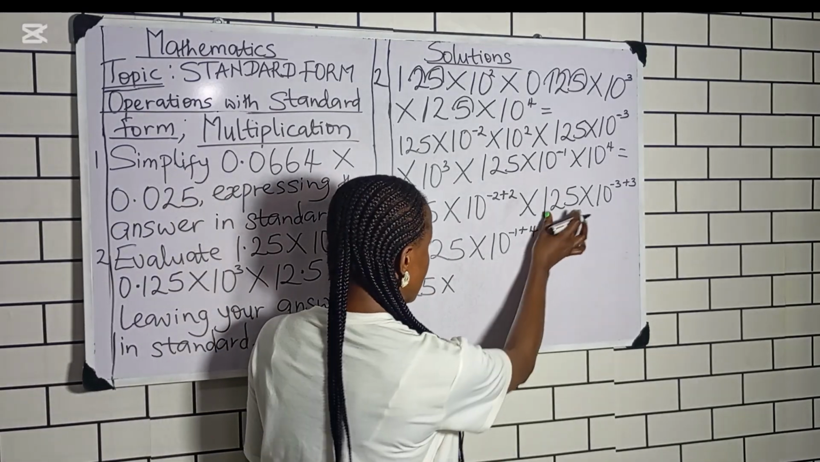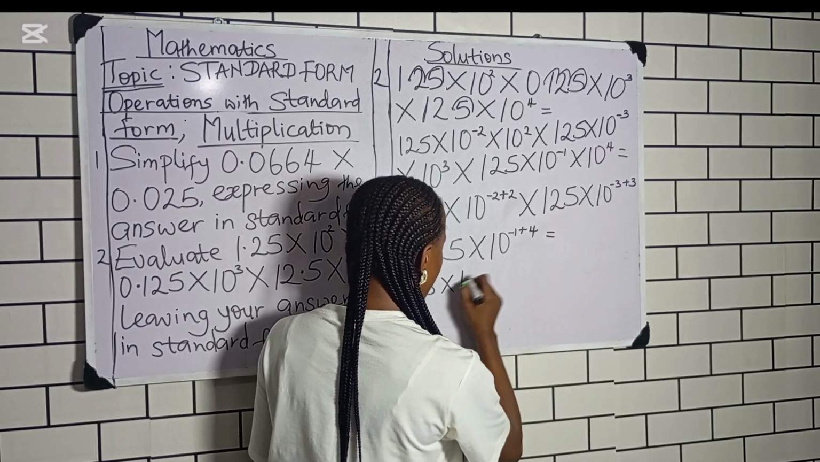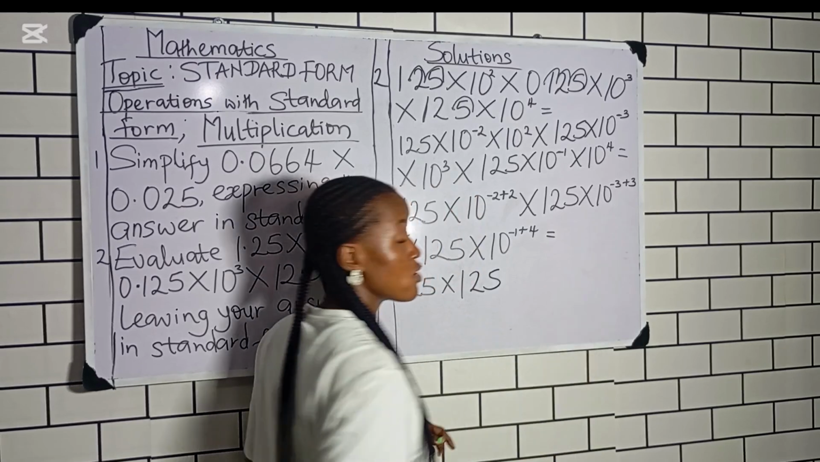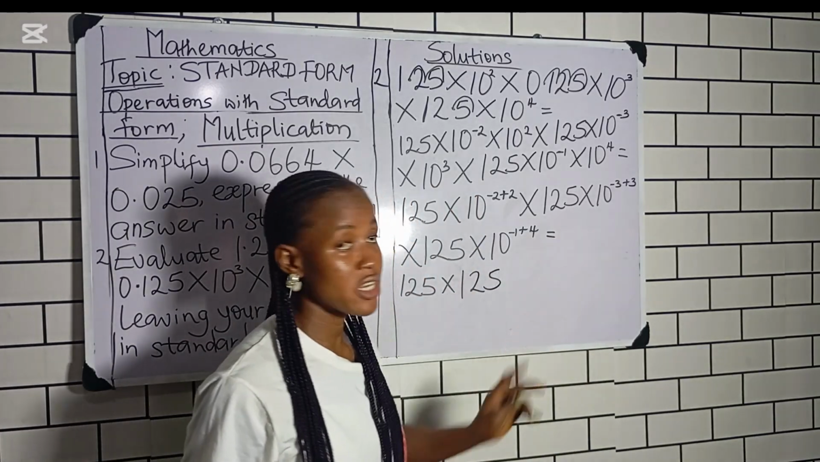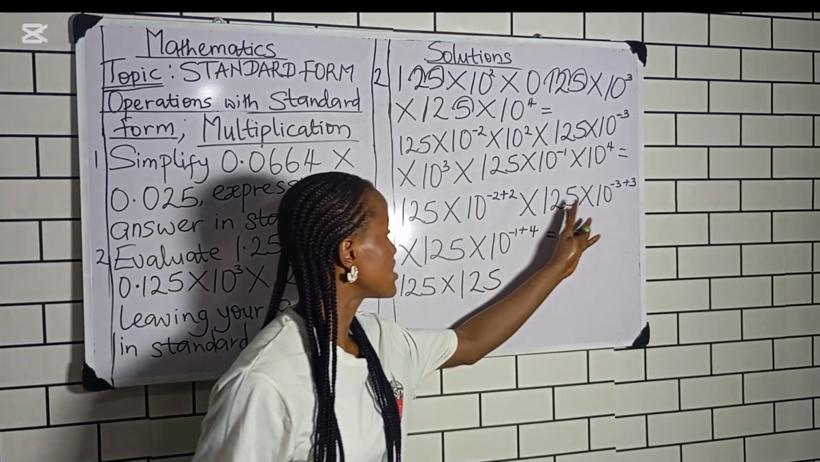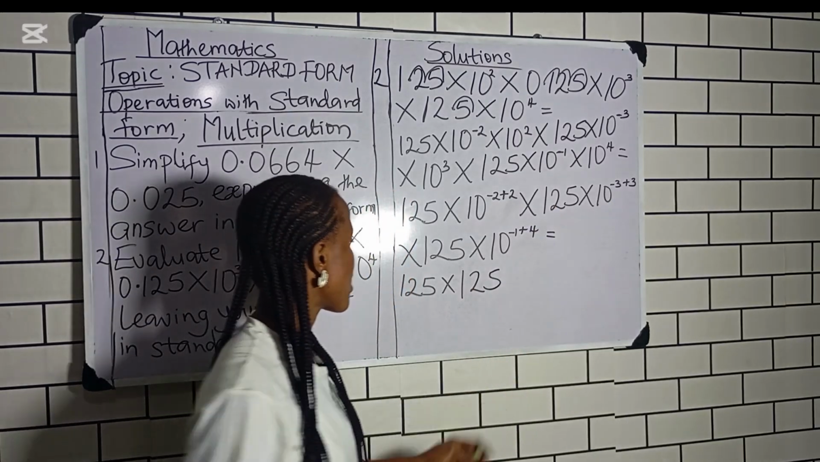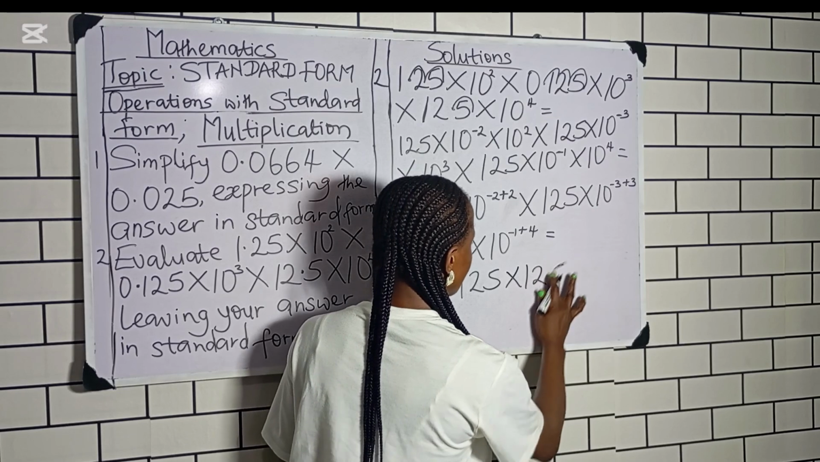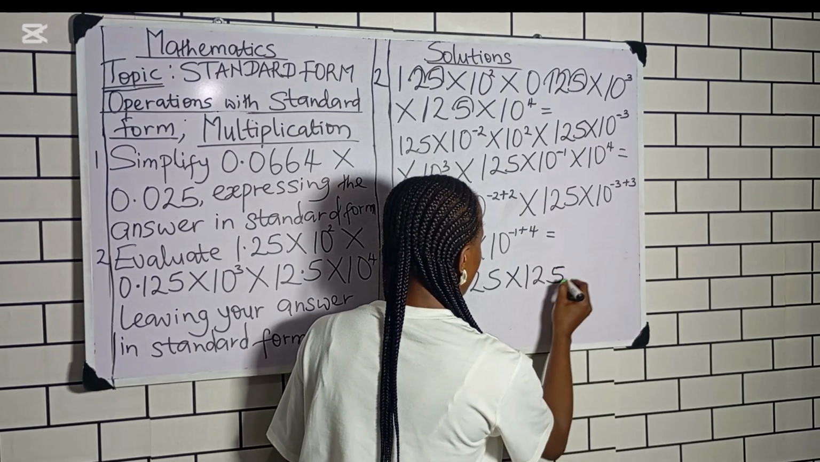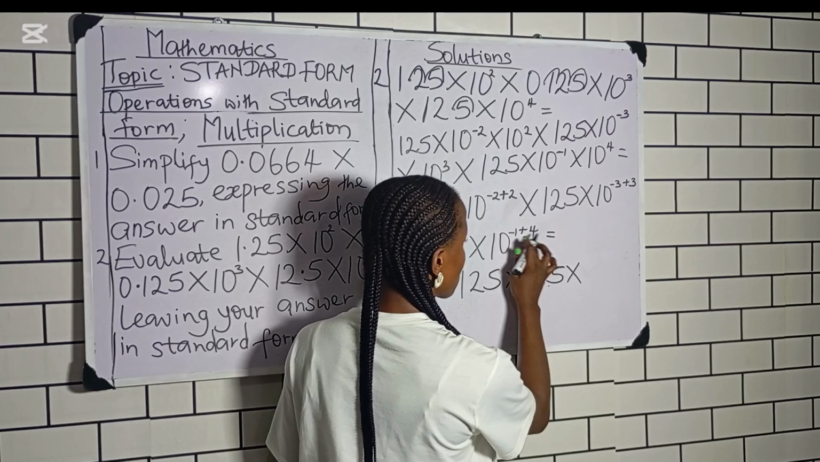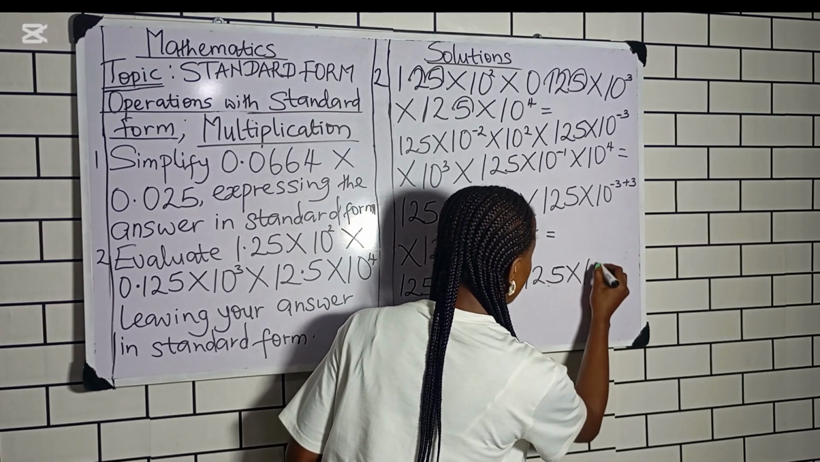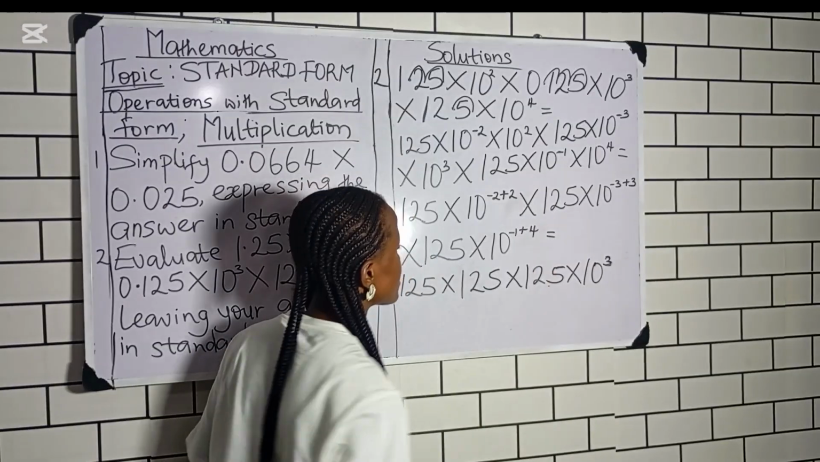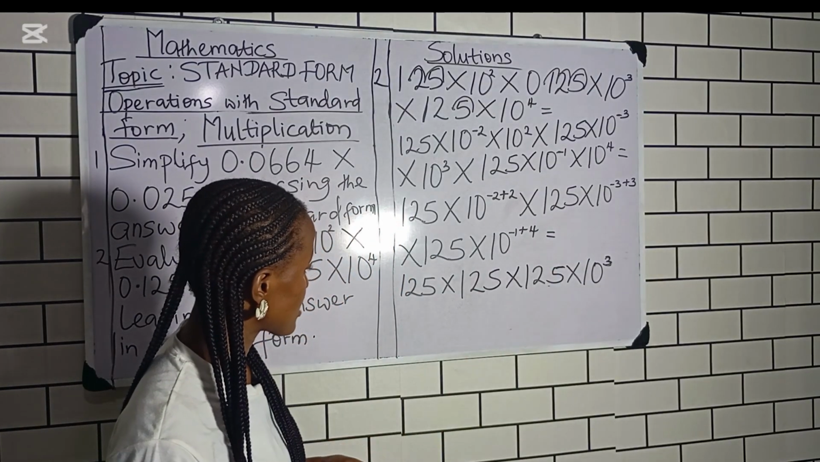This 125 times this 125 here. We have our 125 times 125. Here, minus 3 plus 3 will give us 0. And 10 raised to power 0 will give us 1. Therefore, 125 times 1 will still give us 125. Times 125 here. Times minus 1 plus 4 will give us 10 raised to power plus 3, because for the bigger number here, the sign is a positive sign.